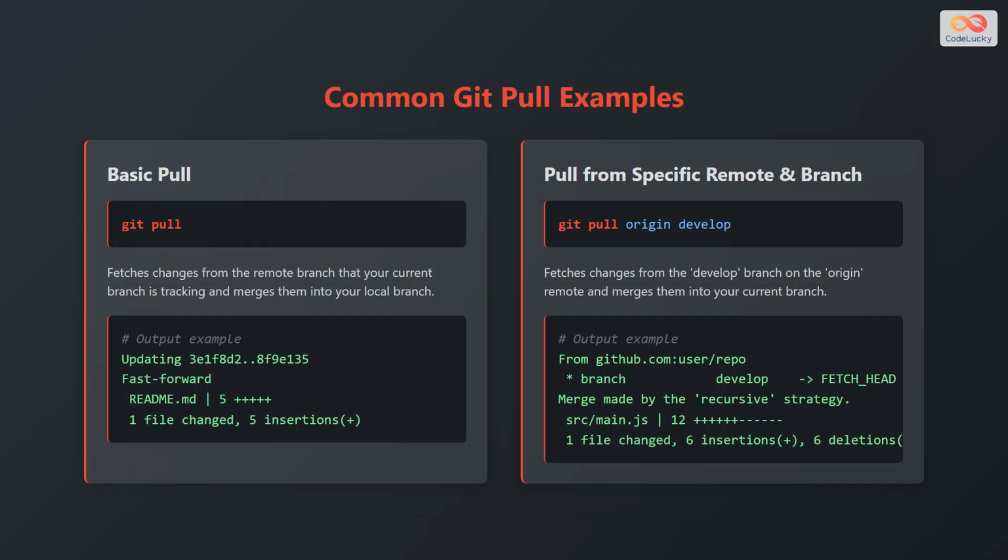Let's see some common examples of using Git Pull. The basic command Git Pull fetches changes from the remote branch that your current branch is tracking and merges them into your local branch. The output will show the files updated and the number of insertions. To pull from a specific remote and branch, use Git Pull origin develop. This fetches changes from the develop branch on the origin remote and merges them into your current branch. The output confirms the branch from which changes were fetched and the files that were modified.